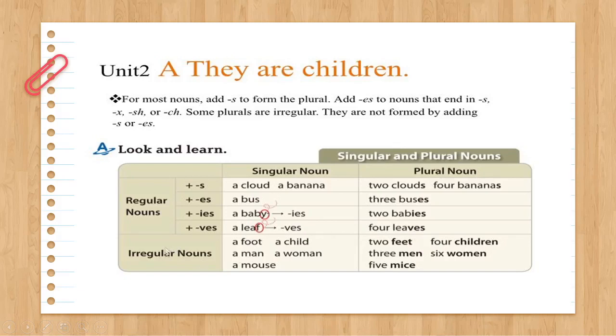Okay, and this one is irregular nouns that you can see in here. A foot, a child, a man, a woman, a mouse. When you change them to plural, one becomes two feet, three men, five mice, four children, and six women. So I hope that you still remember how to use singular and plural noun, right?